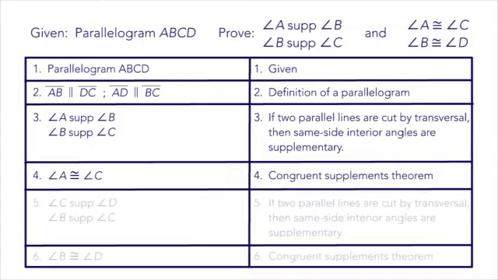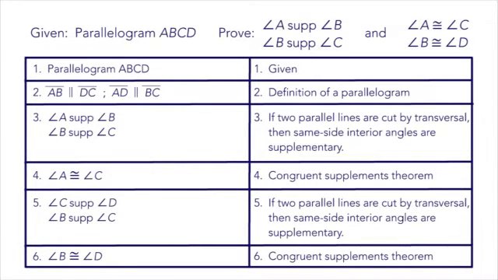By the same logic, if angle B is supplementary to angle C, and angle C is supplementary to angle D, then angles B and D must be congruent for the same reason. This proves that opposite angles in a parallelogram are congruent.